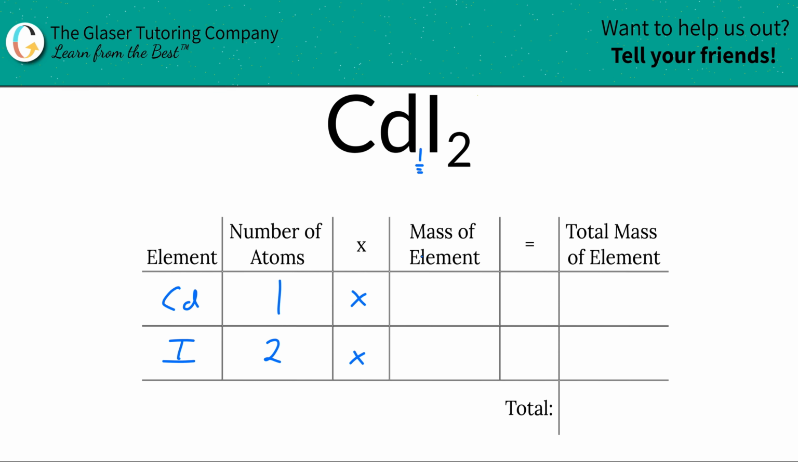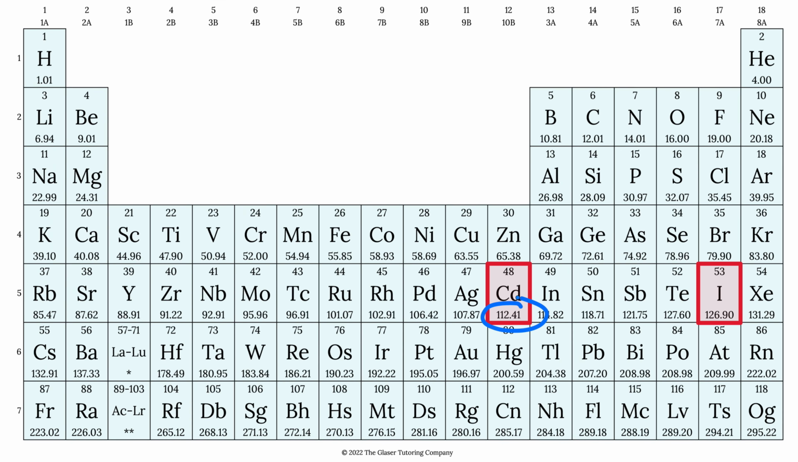Then we're going to take the number of atoms of each element and multiply it by the mass of that particular element. Where do we find the mass? You got it. The periodic table. So let's take a look. Cadmium here is about 112.41, and iodine is about 126.90.